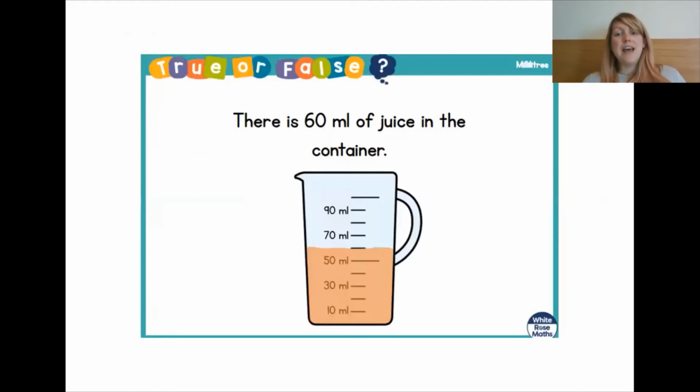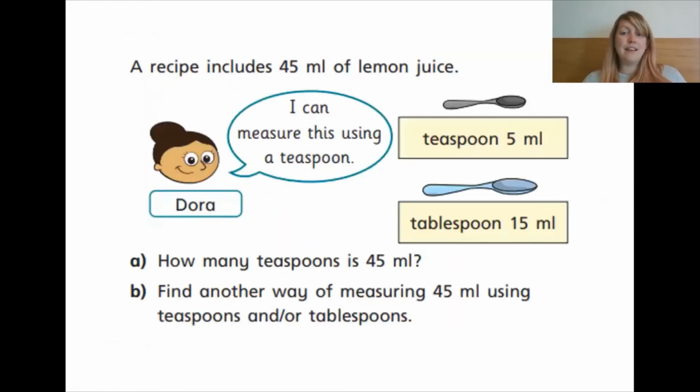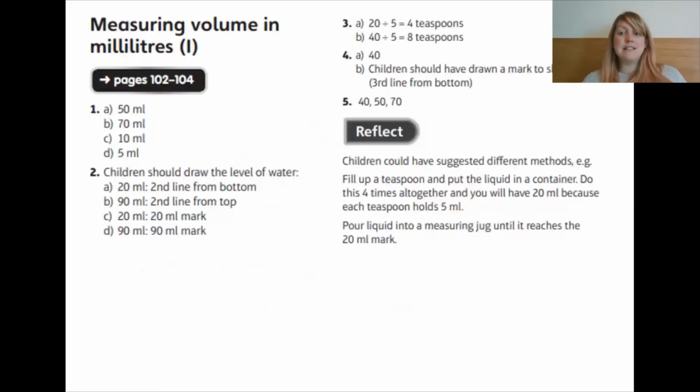Now, true or false? There is 60 millilitres of juice in this container. And of course it's true. You can see that the markings are going up in 20s, and the ones that are unmarked here must be the even numbers in between. The ones that are unmarked must be in the middle of 10 and 30, so 20, 40, and conversely 60. And here are your answers.